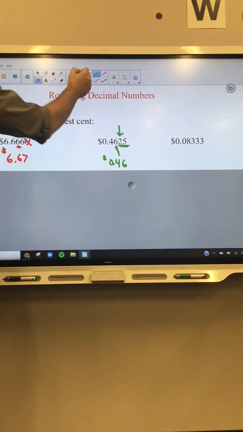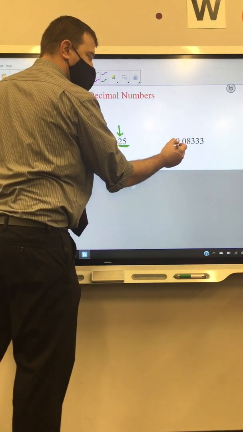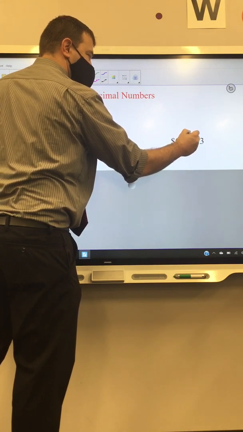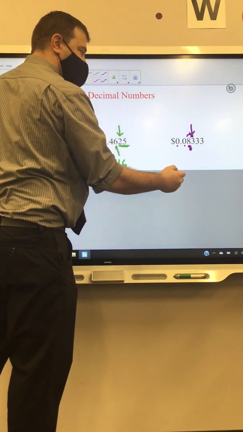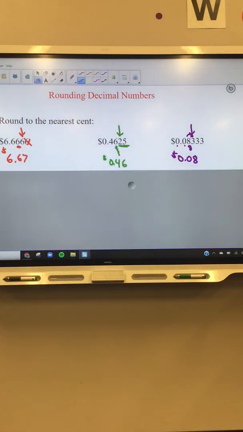Okay, try the last one on your own. Write that down on a piece of paper, please. What do I round this to if I'm going to the nearest cent? 0.08333. So I've got dollars, dimes, here's my cents. And I look at the next one over and say, well, this guy is not large enough to bump it up, so I'm just keeping it at 8 cents. How many of you got that one right? Any questions with it? We're good?